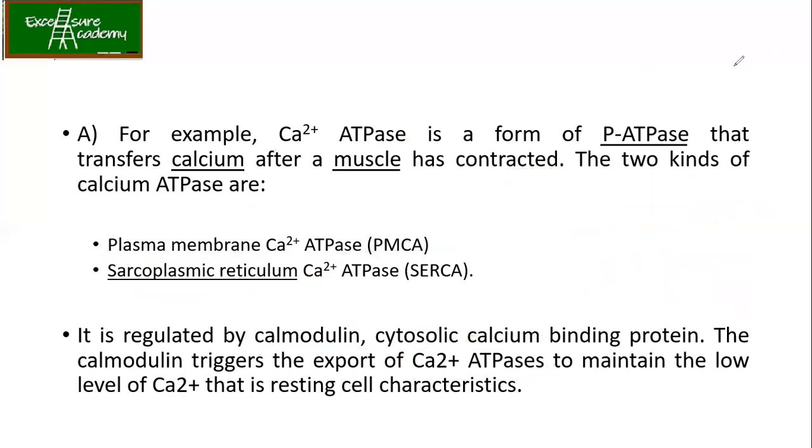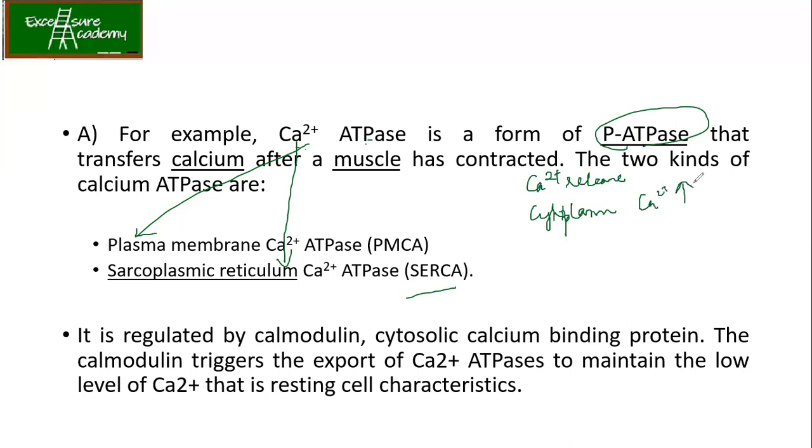See, itna to samajh mein aa gaya that under P-type ATPase we have got calcium 2 plus ATPase. Under calcium 2 plus ATPase we have got these two types of calcium 2 plus ATPase, right? PMCA and SERCA. Now please understand how it is working. So for muscle contraction, there is a calcium release. Okay, calcium release hua, so it means in the cytoplasm the calcium level got increased, correct? Now, since it is increased in the cytoplasm, there is so much possibility of binding of this free calcium to the calmodulin. Agree? So this free calcium can come and bind to the calmodulin.